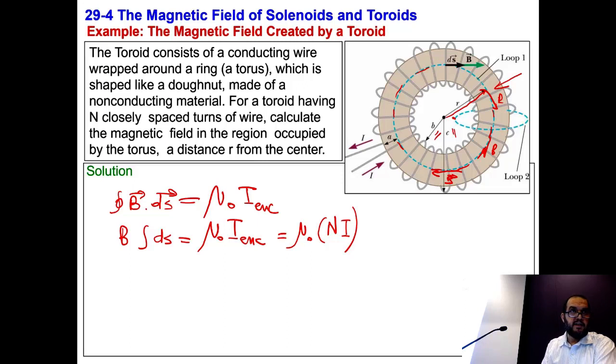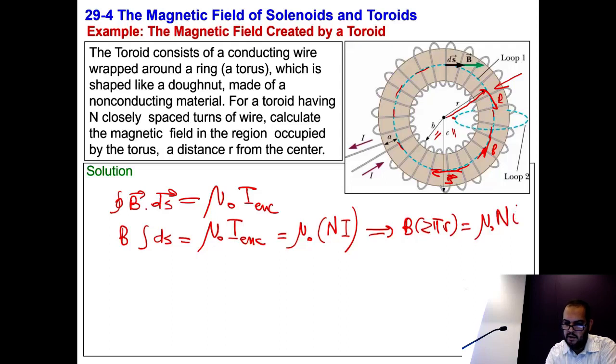Okay, now what is the integral of ds? Come on, what is the integral of ds? It's the circumference of the circle, so it's 2 pi r. So we get B times 2 pi r is equal to mu 0 N I. We used capital I here. So we get B equals mu 0 N I divided by 2 pi r.